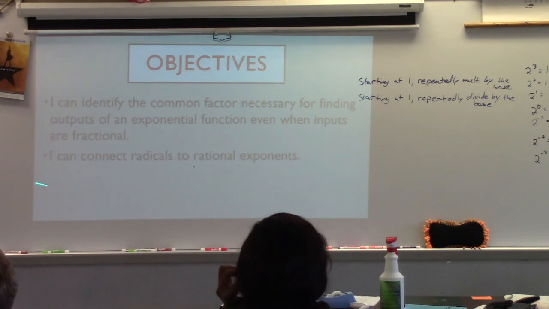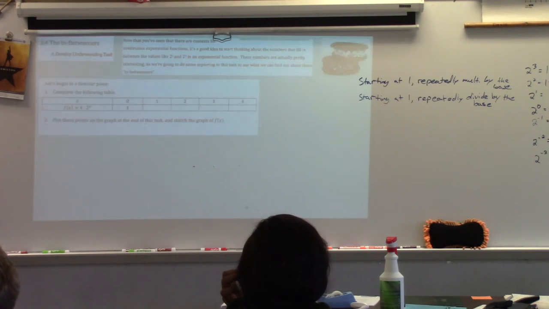And then the ultimate goal out of this, and we're going to get to this over the next few lessons, is we want to connect radicals to rational exponents. And so rational just means ratio, which a fraction is a ratio of two whole numbers. Right? So we're going to kind of look at that today.